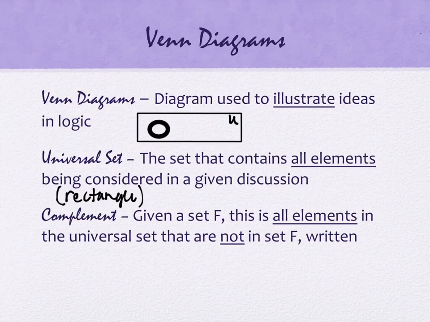And the complement, I'm going to draw it better now that I have a reason to have it in there. Okay, if this is my set F, so all the items in the little circle are items that are in set F. Then the last one talks about, given this set F, the complement is all the elements in the universal set that are not in set F. So they have to be inside the rectangle but not inside the circle.